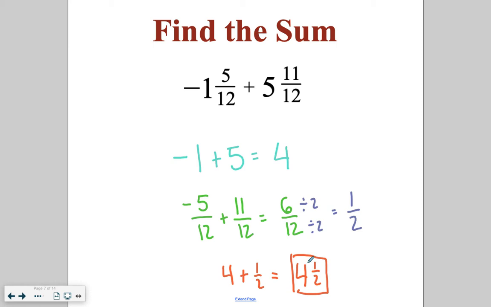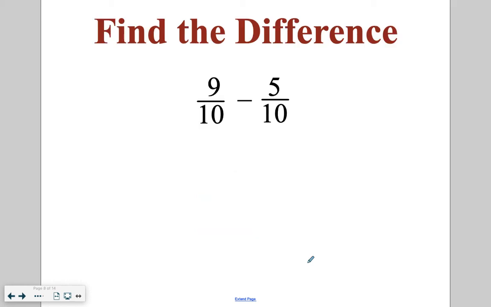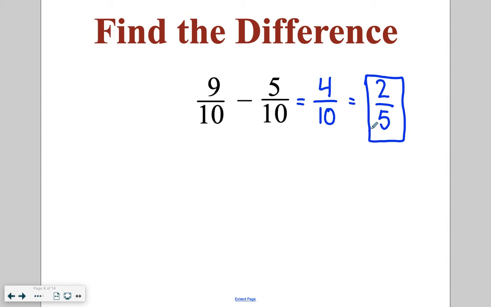Now we're going to switch gears and talk about the difference. Same idea as adding, but now instead of adding, you are going to subtract. So in this first example, we have 9/10 minus 5/10. Subtracting those numerators gives me 4/10. And then I can divide both of those by 2, so my final answer is going to be 2/5. So subtract and then reduce when necessary.